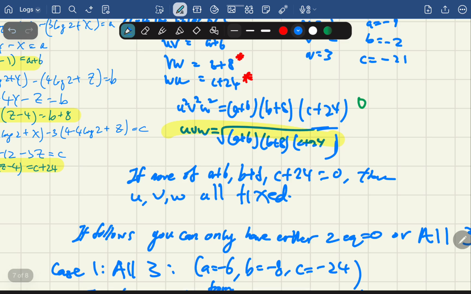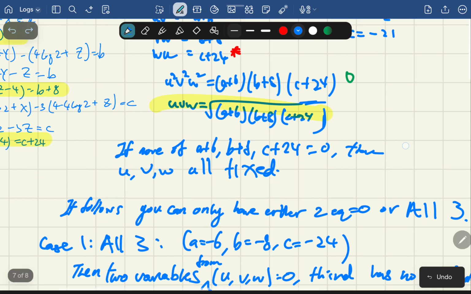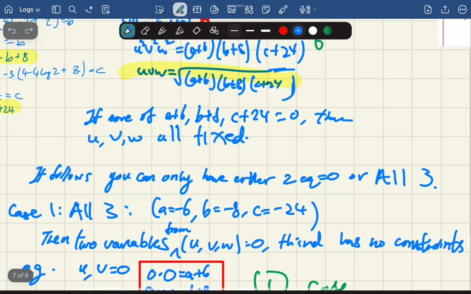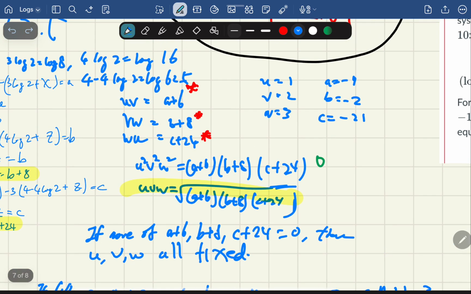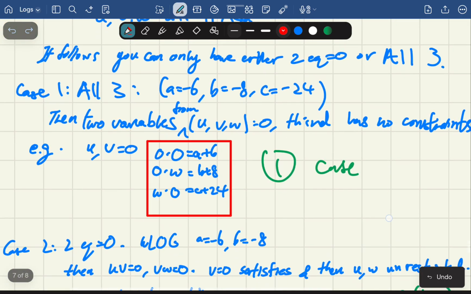If none of these are 0, then u, v, w are all fixed once you divide this equation by one of these prior equations to get your solution for each of the variables. So then it follows you can only have either two equations 0 or all three. Because if this equation is 0, then one of u and v is 0. But that means another one of these equations is 0, depending on which of u, v was 0. So you can either have two or all three equations be 0.